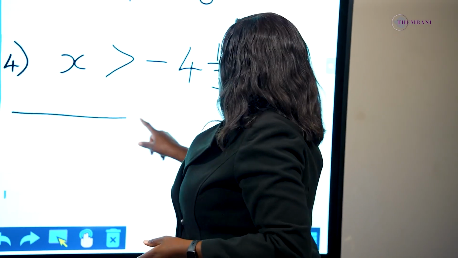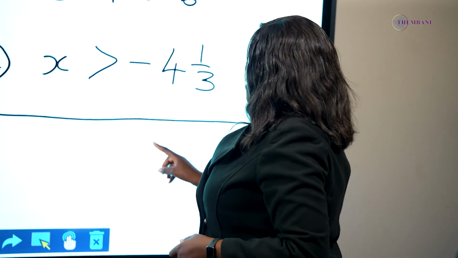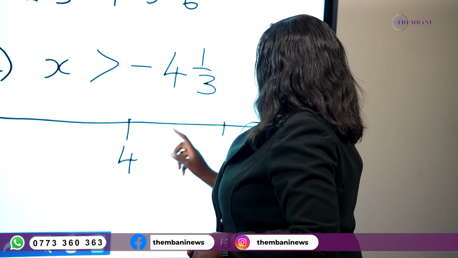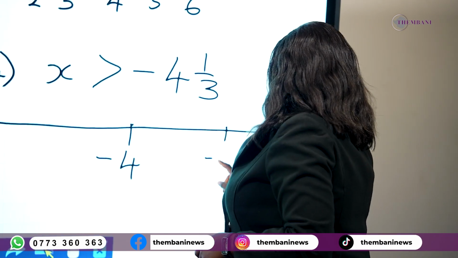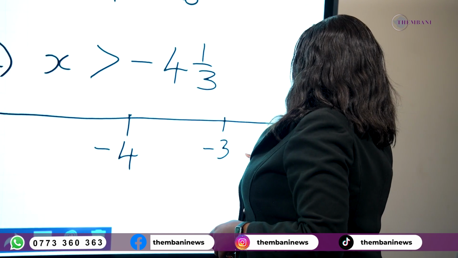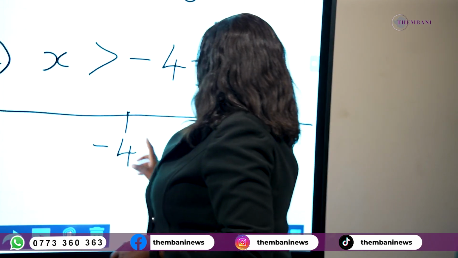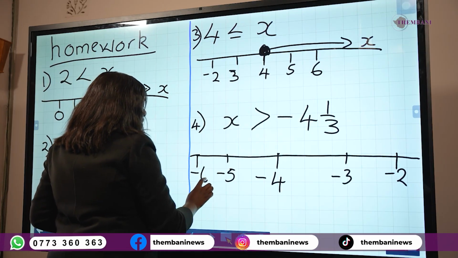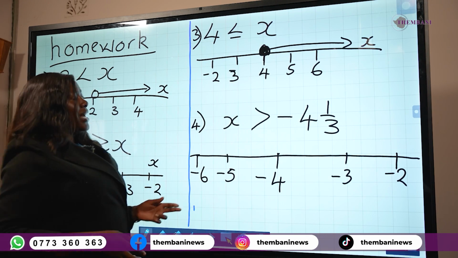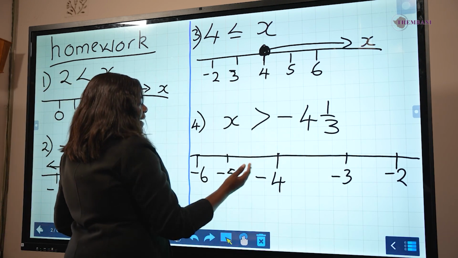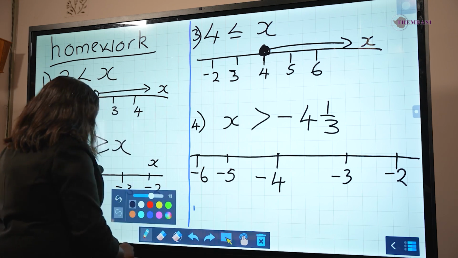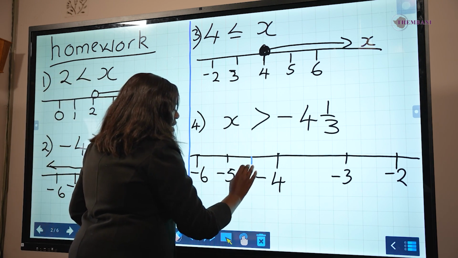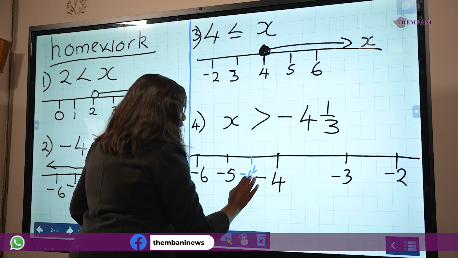Then we move on to this question. It has a fraction. So we are going to put a -4 here. We are also going to put a -3 here, and a -2 here. Then this side, we are going to put a -5, and we are also going to put a -6. After doing that, we are saying -4 and 1/3. If we divide this into 3 parts, I'm going to change my color so that you see what we are talking about. It means -4 and 1/3 is somewhere there.